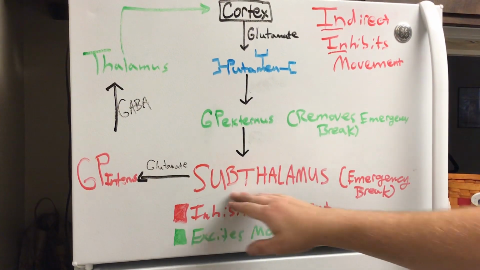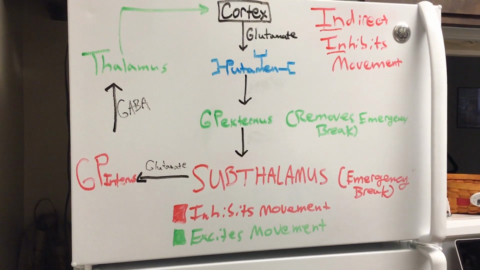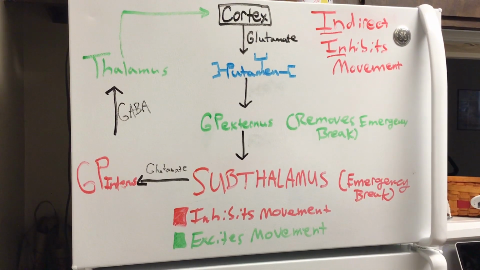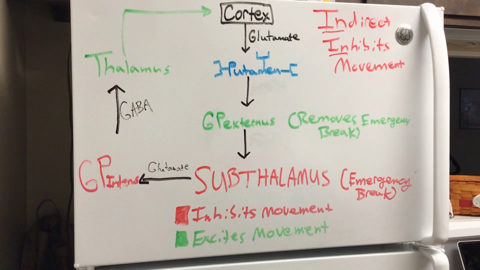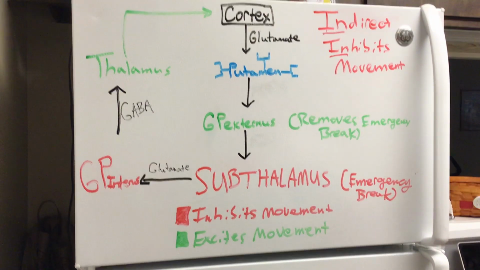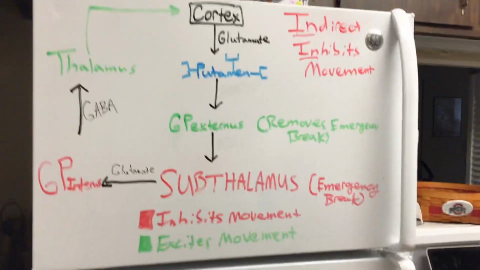So I like to think of the subthalamus as kind of the emergency brake, and I like to think of the globus pallidus internus as a brake. So imagine you're driving your car, and then you hit the brake. That's the globus pallidus internus. It's stopping the movement, okay? However, the subthalamus is like putting your foot on the brake, and boom, throwing in that emergency brake. You are really inhibiting movement, okay?